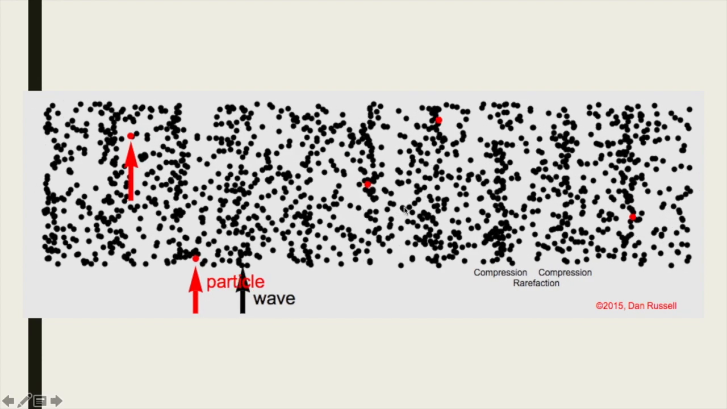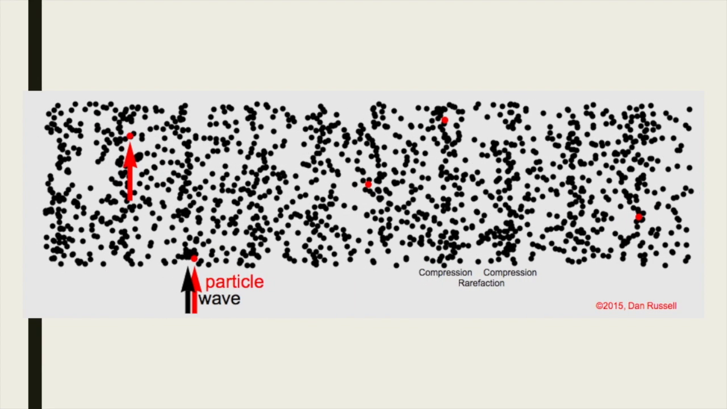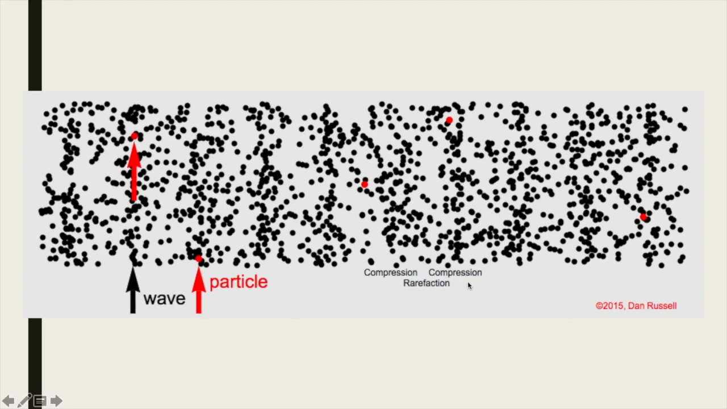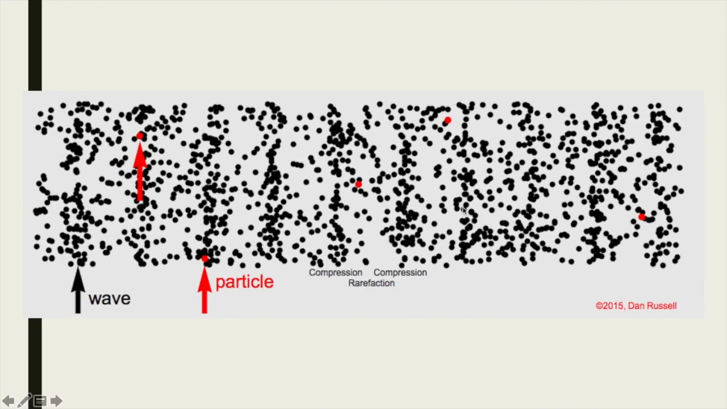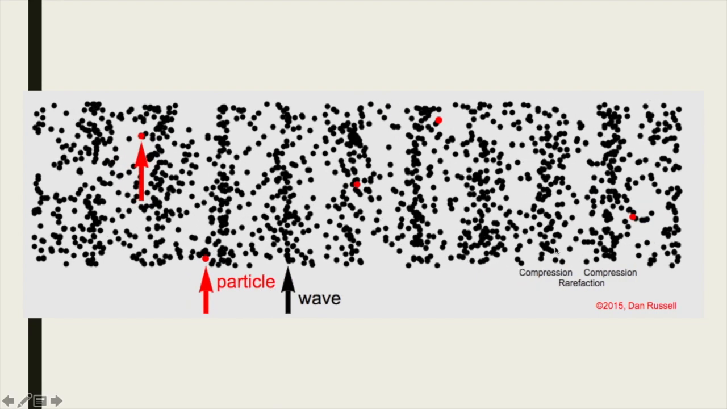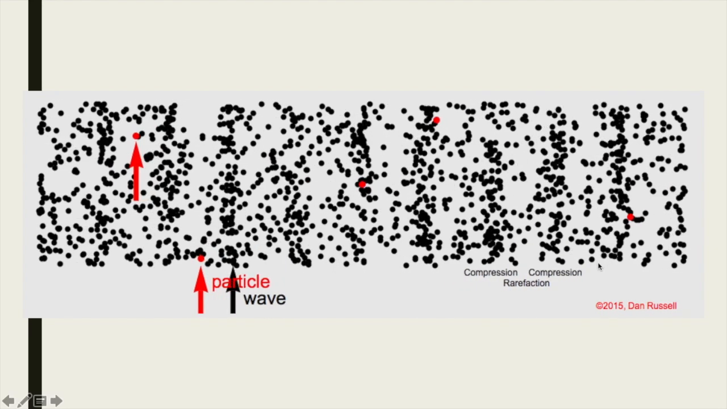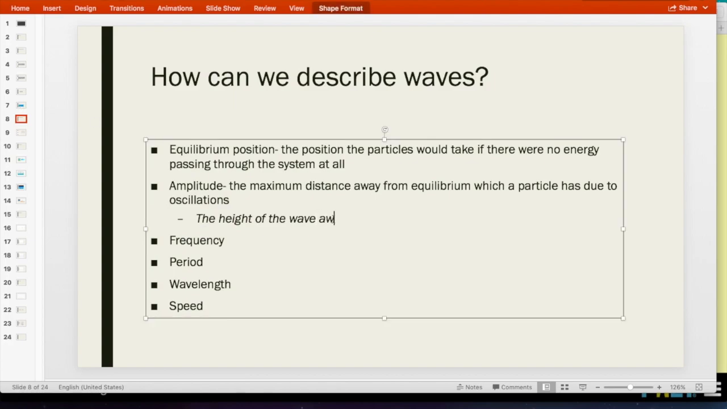A compression would be like the longitudinal equivalent of a peak or a crest. A compression is where the particles are close together. A rarefaction is where the particles are spread far apart. That would be like a trough. So for longitudinal waves, we do not use the term peak and trough, or crest and trough. Instead, we use the terms compression and rarefaction, where compression means the particles are colliding with each other very close together, and rarefaction represents where the particles are spread out. So amplitude is the height of the wave, once again measured away from the equilibrium position, and it's related to the amount of energy in the wave.